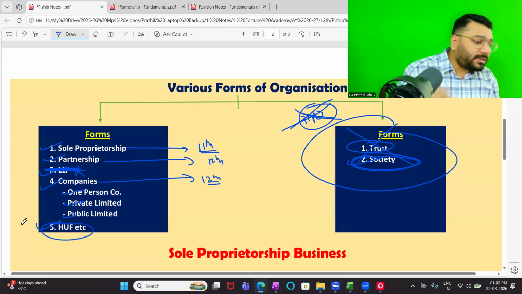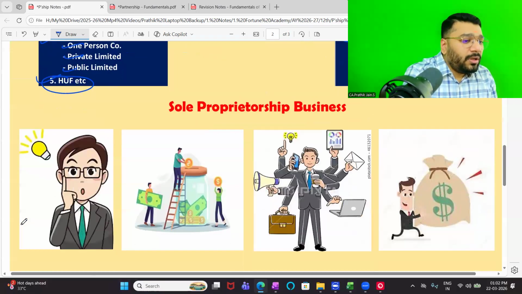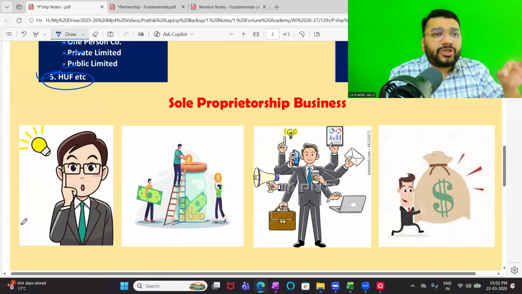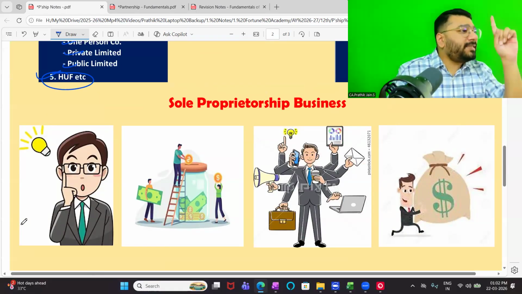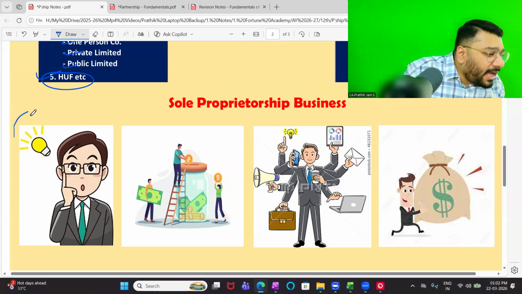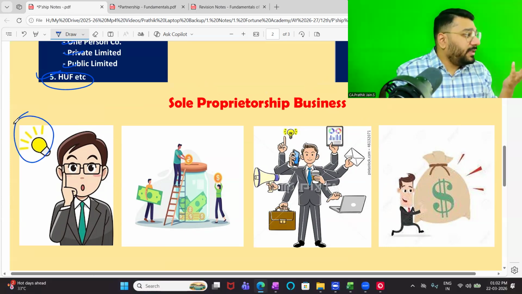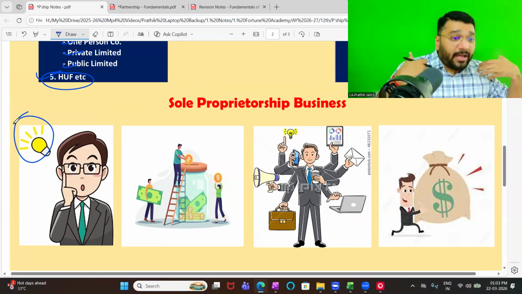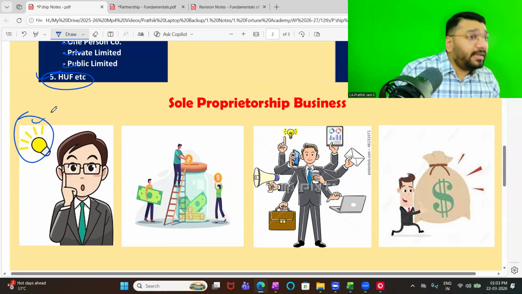HUF is not there in your syllabus. Now, what is a sole proprietorship business? I'll give a small hint. A sole proprietorship business is that business where one single person has the idea of doing the business. To start FFLA, who got the idea? I got the idea. To start Kalpavriksha Academy, who got the idea? I got the idea. So one single person gets the idea of doing the business.